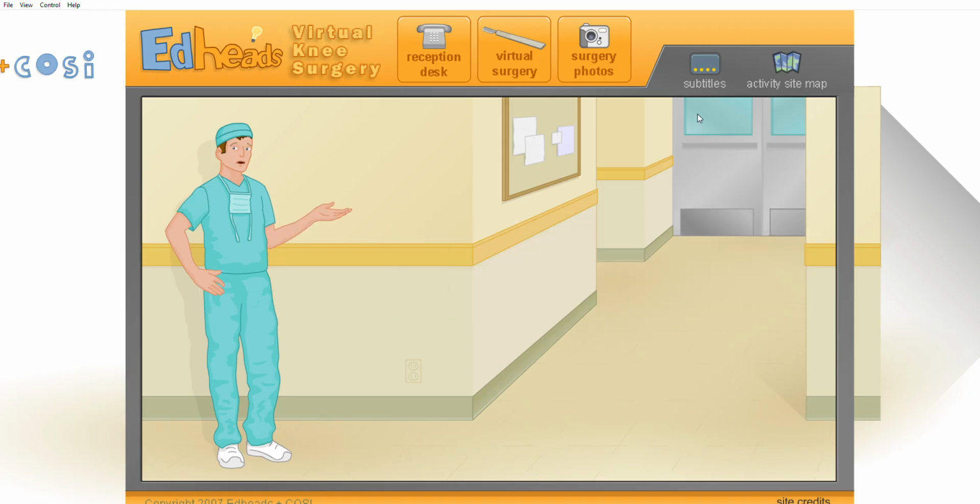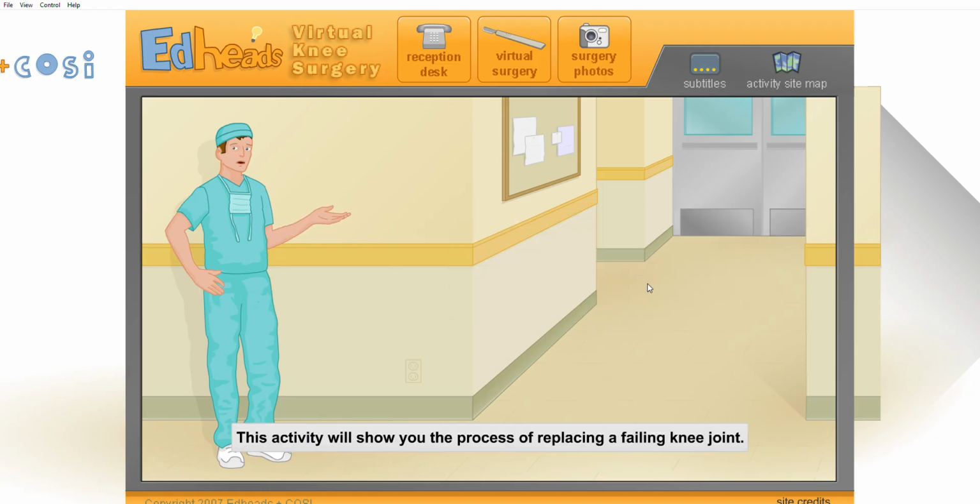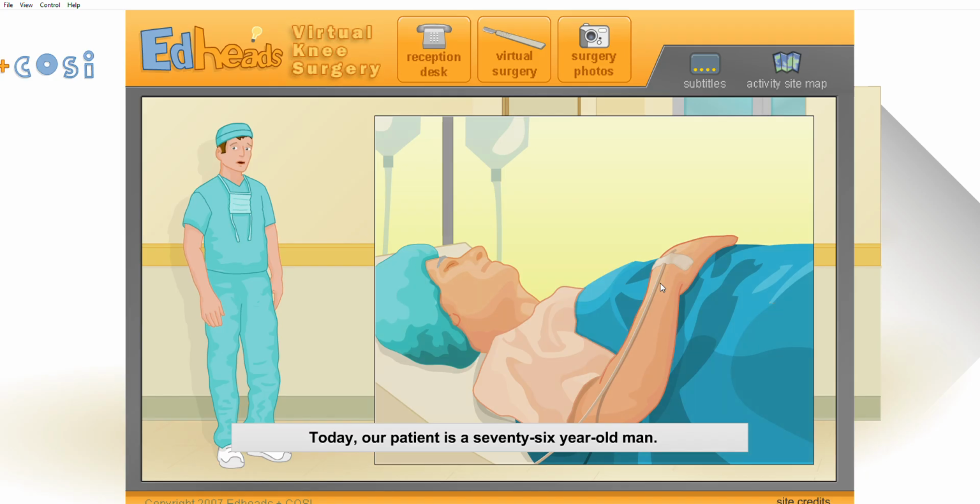Welcome to virtual knee surgery. This activity will show you the process of replacing a failing knee joint. Are you ready? Today, our patient is a 76-year-old man.